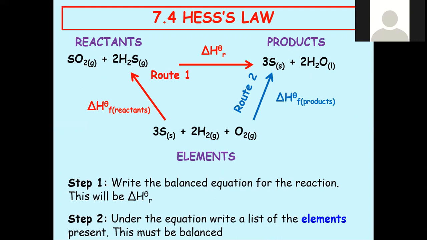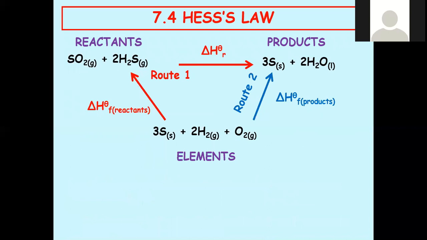So step 1, you would write the balanced equation for the reaction, and this will be our delta H reaction. Under the equation, you will then write a list of the elements present. This must be balanced. As we've got here, everything's balanced, I think. Yes, it is. Just double checking everything. Yes, everything is balanced. So that's our first step.